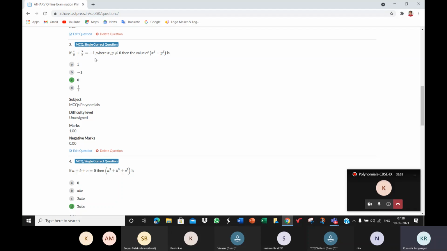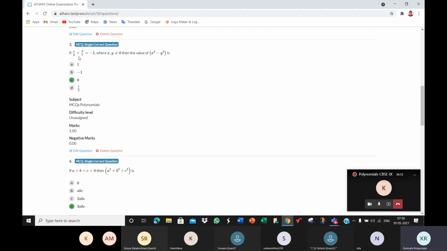Now transpose -xy. So that gives us x square plus y square plus xy is equal to 0. That means the value of the expression x square plus y square plus xy is equal to 0. That is the meaning of this.